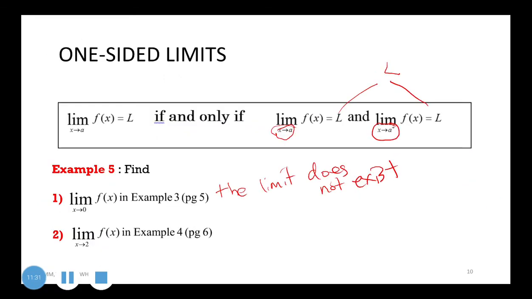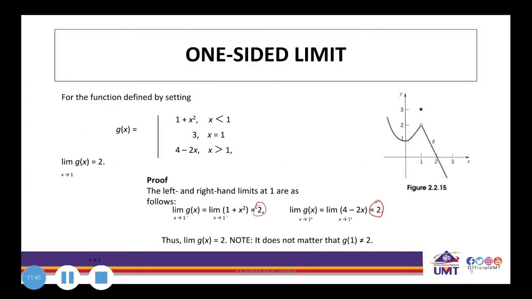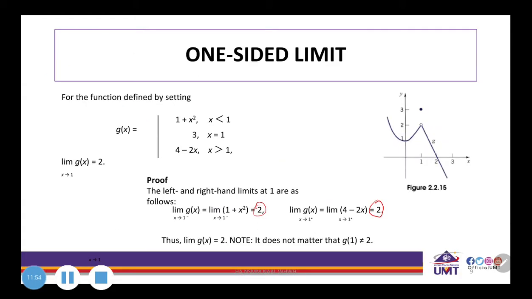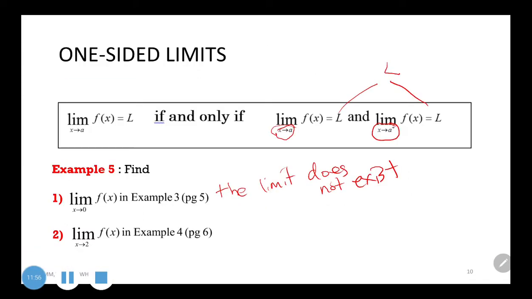Okay, now let's look at example 4, the limit of f(x) as x approaches 2. Can we find the limit for it? So this is example 4, and it is actually example 2 already here. From the right hand side and the left hand side, the value is both 3. So yes, the limit exists and the value is 3.